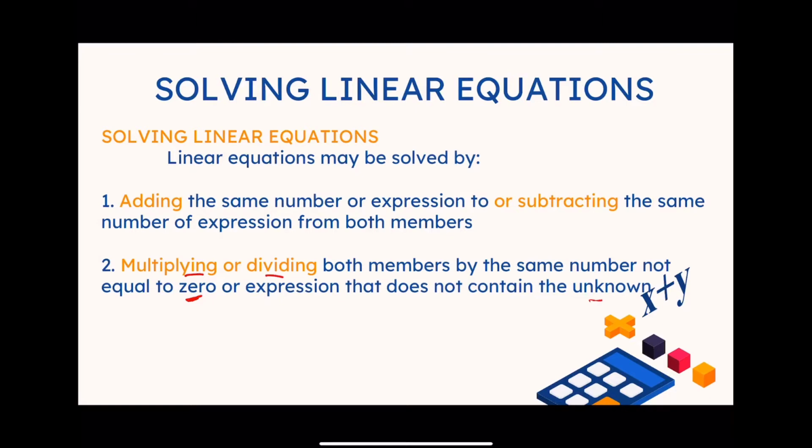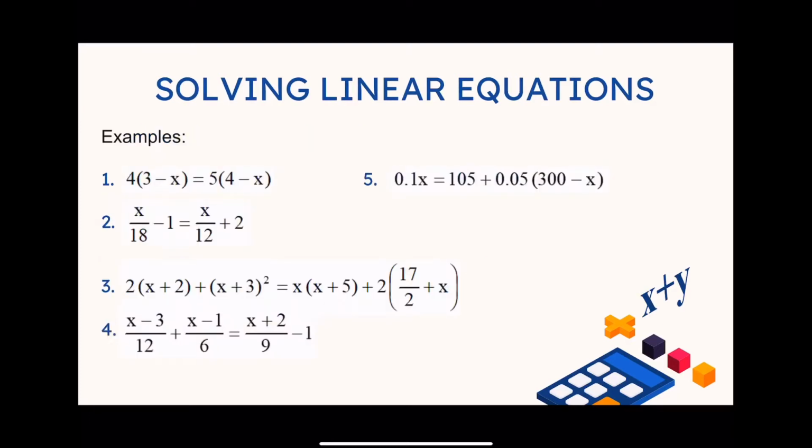There are cases wherein we divide or multiply both sides or both members of the equation because we are transposing, or changing the position of the unknown from the right. We are putting it to the left side of the equation. So in that case, you can either multiply or divide by the unknown on both sides of the equation. Okay, so let's have an example to do that.